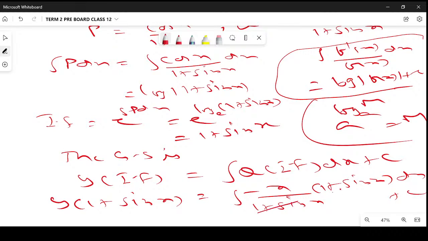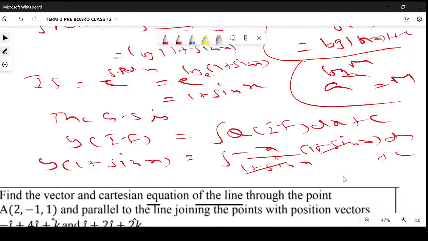Now I can eliminate 1 plus sin x. Integral minus x I can write now. See the answer we will get now, y into 1 plus sin x, you can write easily, equal to minus integral x dx, x square by 2 plus c. Integral x dx means minus x square by 2 plus c. I have written minus x square by 2 plus c.